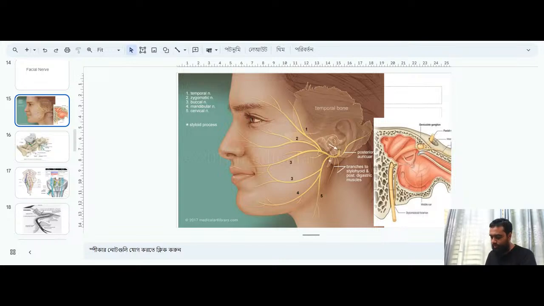Please write your answer in here. Who has wrinkle, upper motor or lower motor? Write down like this: wrinkle upper motor, no wrinkle lower motor, or wrinkle lower motor, no wrinkle upper motor. Just write it here.